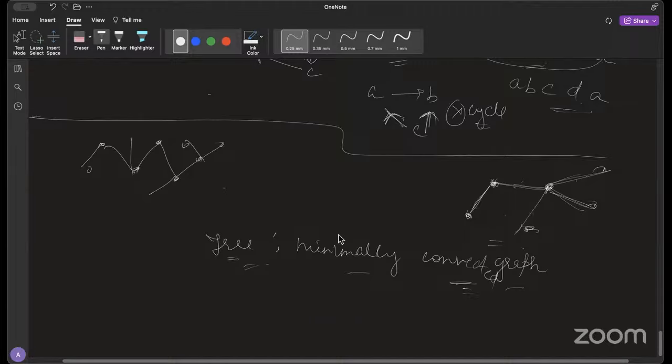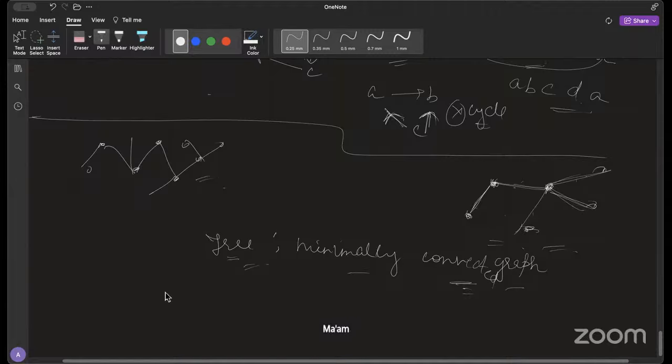It's a tree, na, ma'am. What we have drawn is a tree, yes, ma'am, and this one's also a tree. Okay.